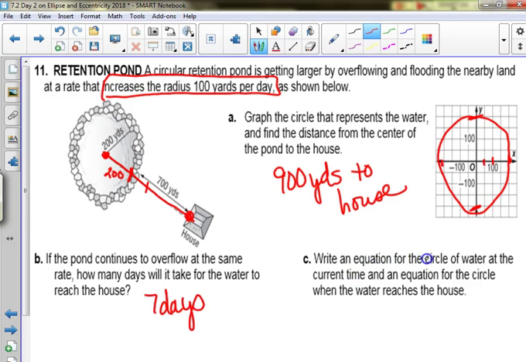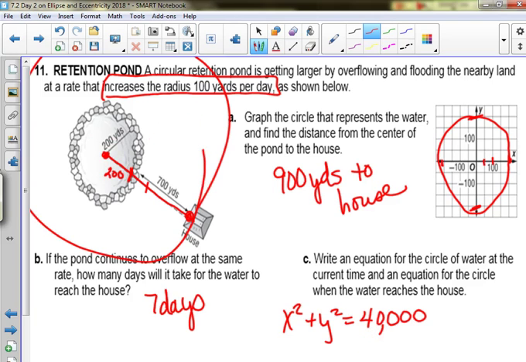Write an equation for the circle of water, and an equation for the circle of water when it reaches the house. Well, if we just said it was at the origin, it would be x squared plus y squared. The current radius would be what? 200. Is that the number that goes there, though? It's r squared. 200 squared is 4 with 4 zeros, right? 40,000. When it reaches the house, what's the radius of the large area of water that it's now flooded? 900.